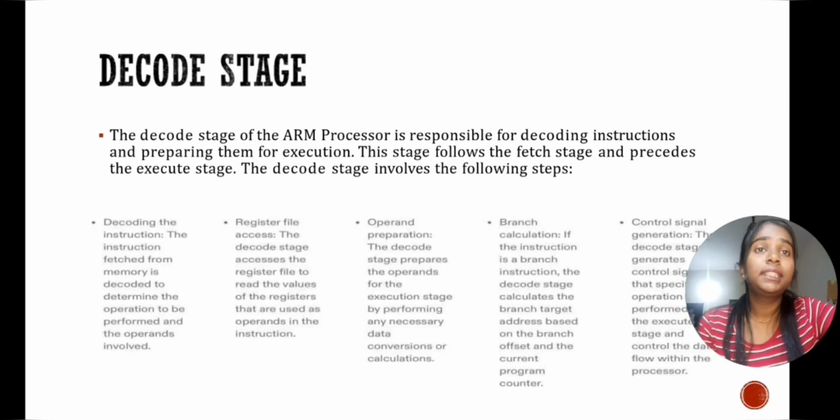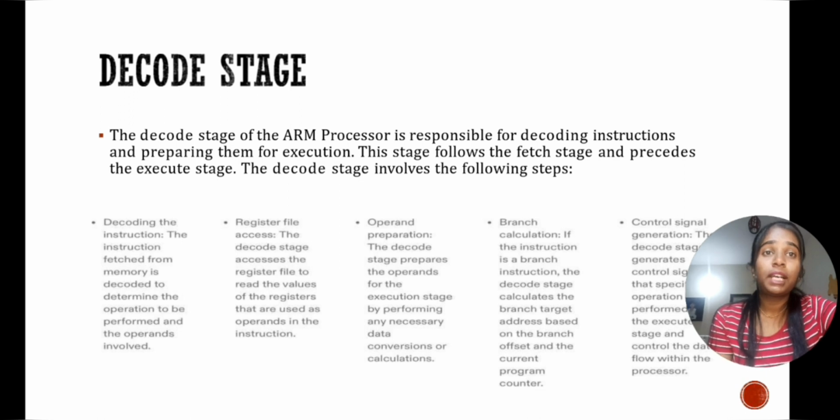The next stage is the decode stage of the ARM processor, which is responsible for decoding instructions and preparing them for execution. This stage follows the fetch stage and precedes the execute stage. The decode stage involves the following steps. Decoding the instruction: the instruction fetched from memory is decoded to determine the operation to be performed and the operands involved. Register file access: the decode stage accesses the register file to read the values of the registers that are used as operands in the instruction.